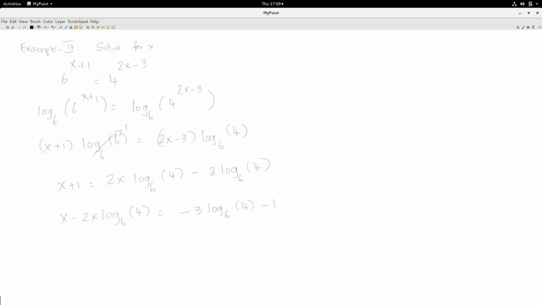You have an x in common on the left hand side. You can pull that out. I have x times 1 minus 2 log base 6 of 4 equals minus 3 log base 6 of 4 minus 1. Divide by the term 1 minus 2 log base 6 of 4 on both sides. We'll end up getting minus 3 log base 6 of 4 minus 1 divided by 1 minus 2 log base 6 of 4.